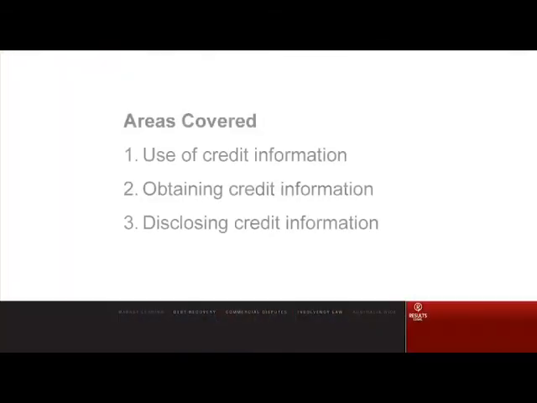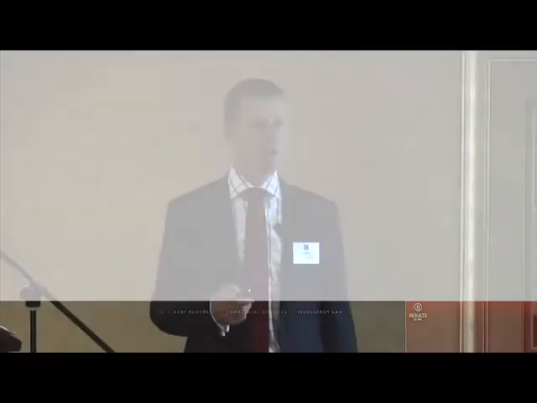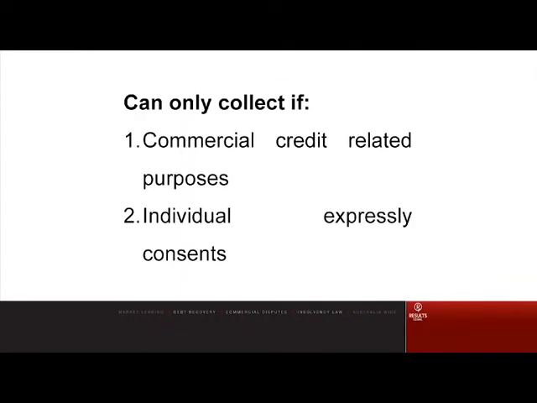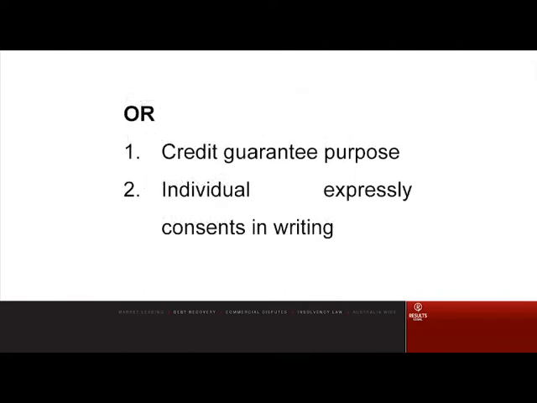So what I'll talk about is how we go about obtaining that information, how we use it, and how we disclose it. The collection of the information: if we're going to go about collecting this credit information, one, it needs to be for a consumer credit related purpose. If it is, we can do it. But we do need the express consent of the individual to actually collect that information from them. If it's for credit guarantee purposes, we need the express consent, and it does need to be in writing. So, as it was touched on before, yes, this is going to create some more headaches for us.